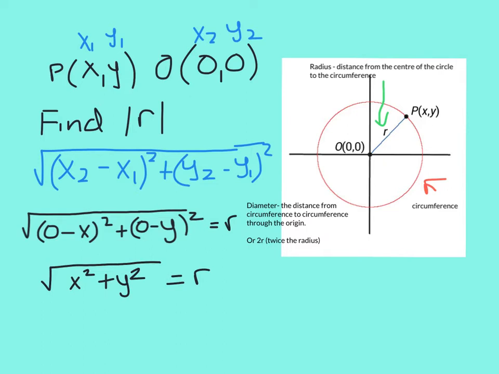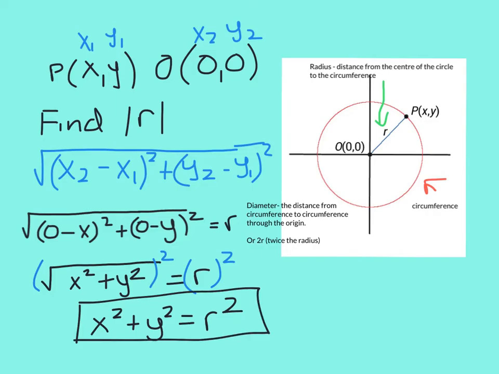So if I want to get rid of a square root, the best thing for me to do is just to square both sides. So square it, square this, and what I get then is x squared plus y squared. So squaring both sides gets rid of the root, and I'm left with r squared. And this is my equation of a circle.